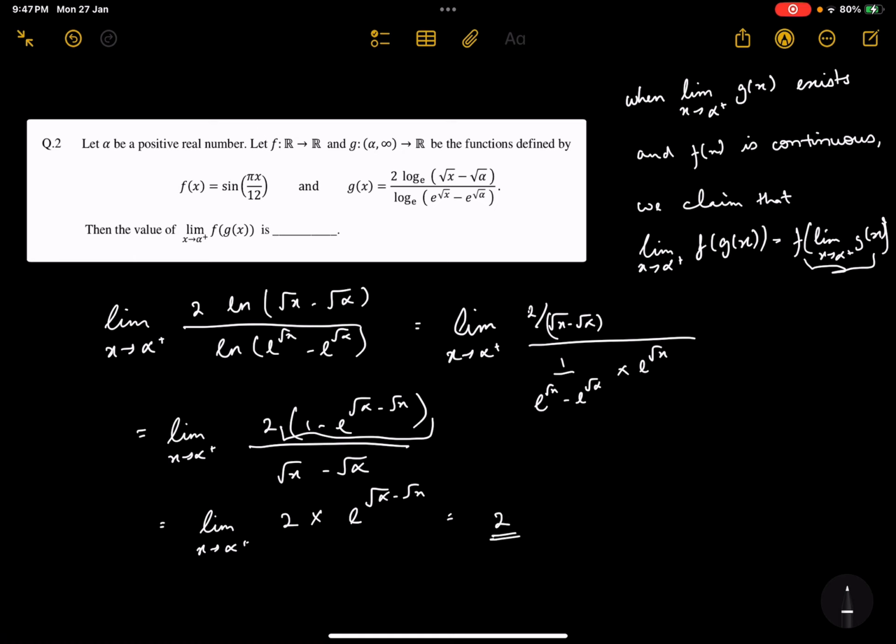So remember we needed to find the argument of f, so we just found it, and our final answer would be f of 2, which is sine pi by 6, sine 30 degrees, half. So the answer is half.